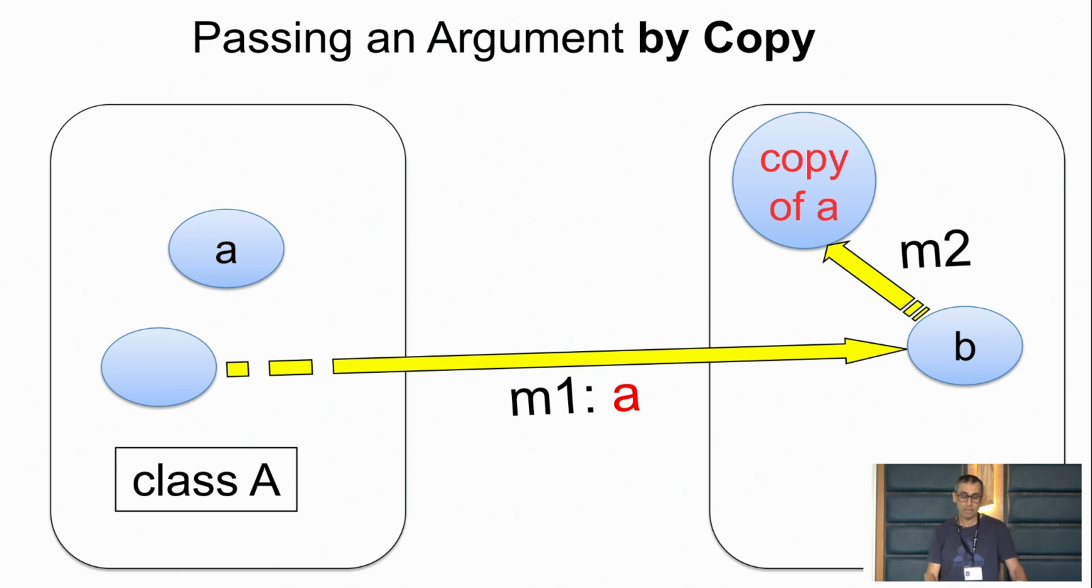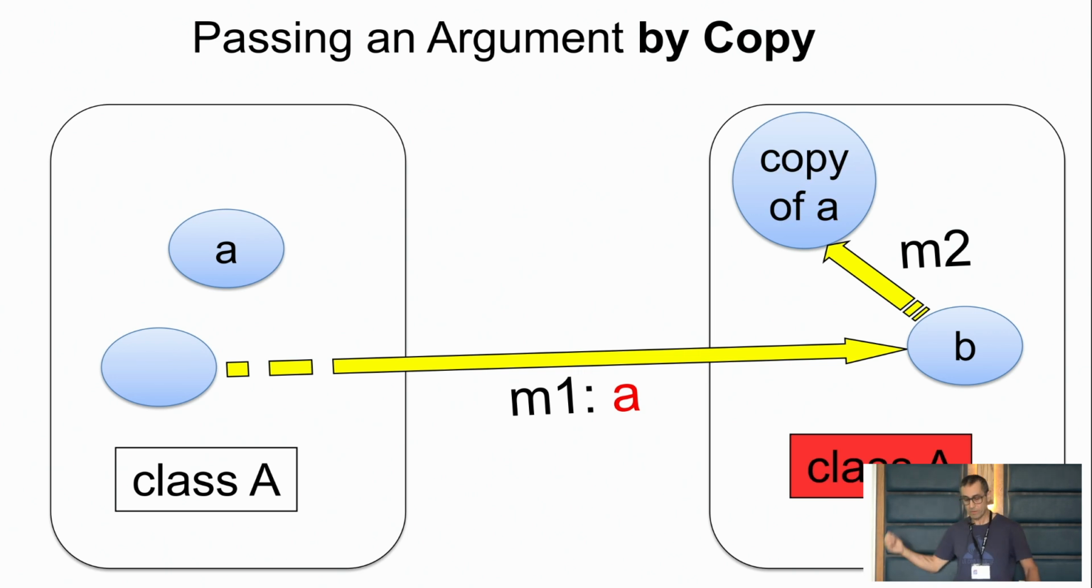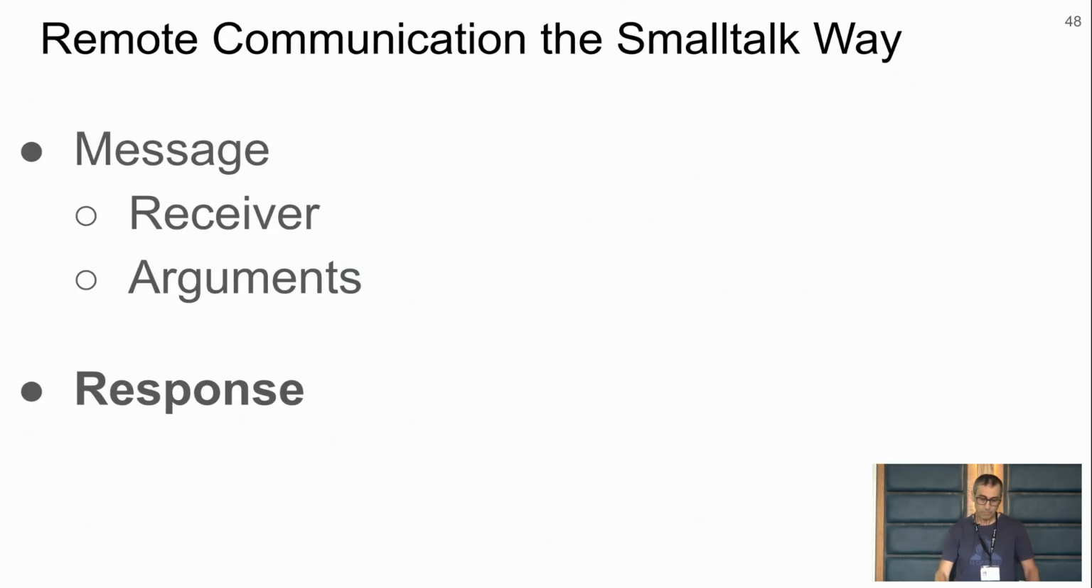The other way of doing it is to make a copy. We want to preserve A on the left side, and we tell B to make a copy of A. This should be implicit, and B isn't aware it's getting a copy, but by construction it receives a copy of A. So if it sends M2 to A, and M2 does some side effect, only the copy is impacted, not the original one. But this of course requires that class A is deployed on this side too.